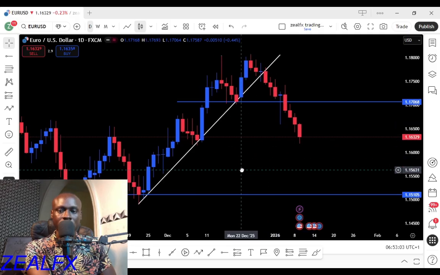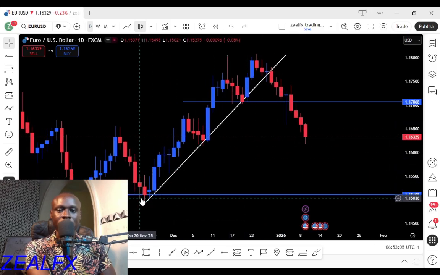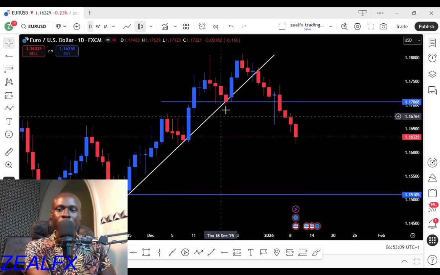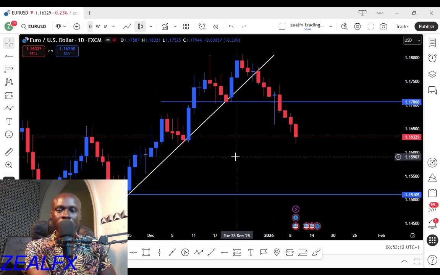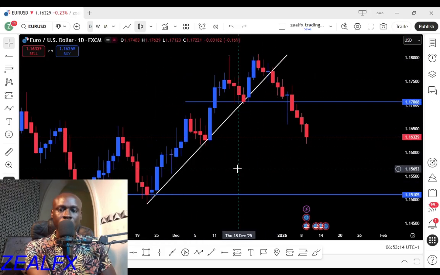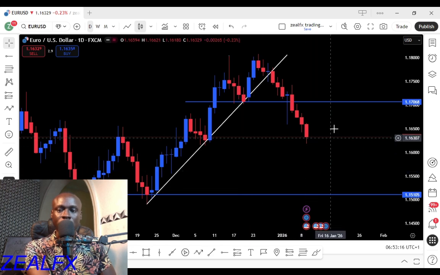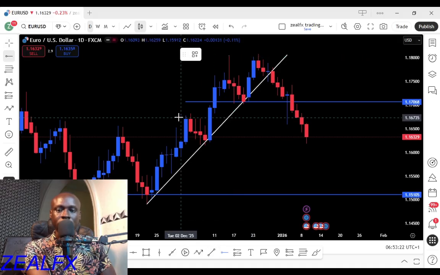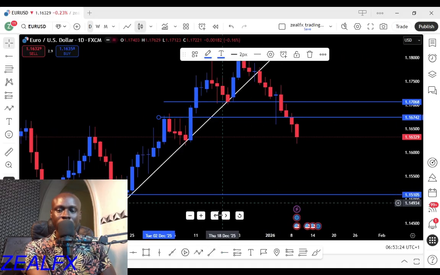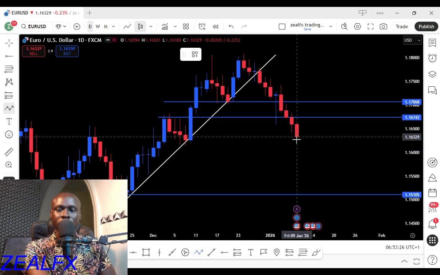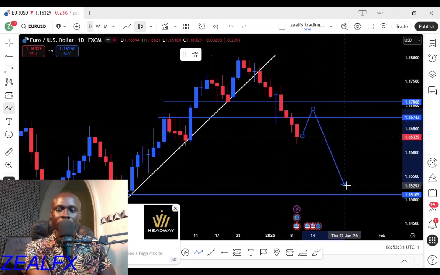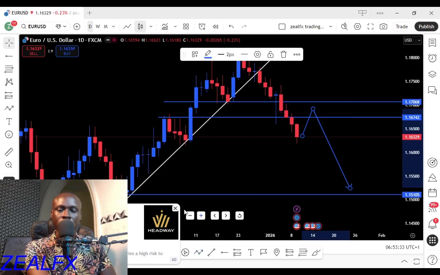EURUSD on the daily chart also broke out of our trend line. You can clearly see that price broke out of this particular trend line. Then all we need to wait for on EURUSD now is for price to retest back to this resistance level. So we expect EURUSD to do a retest of these levels, before we start looking for our selling opportunity to the downside.